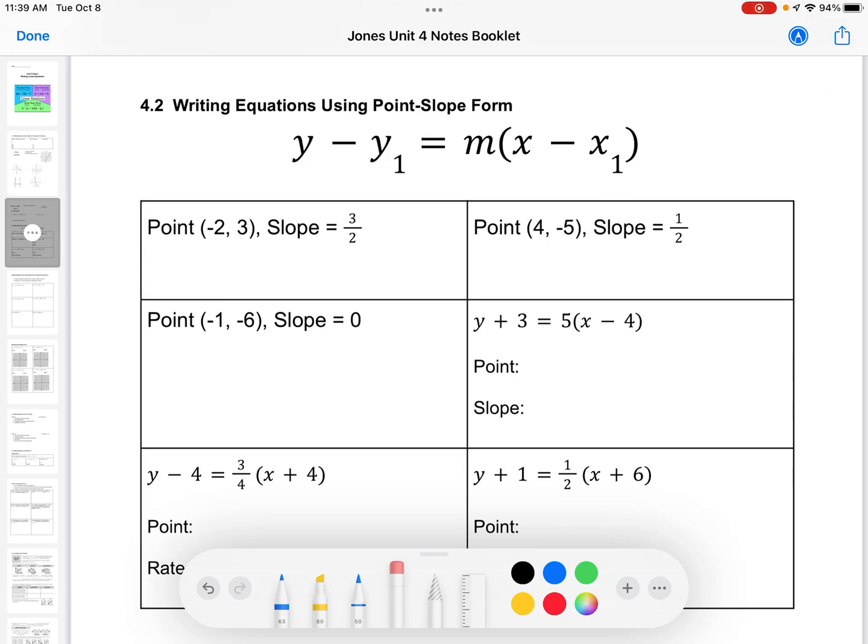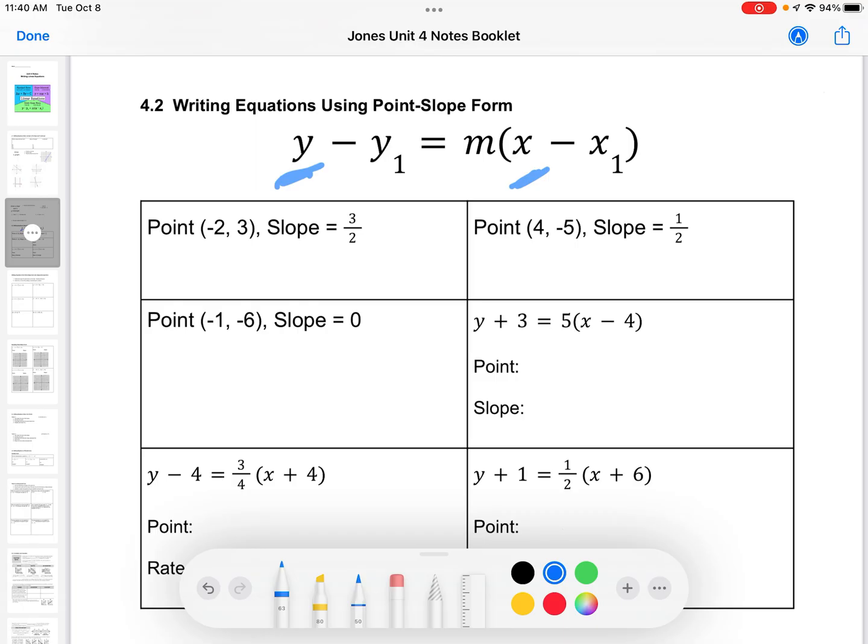Today we're learning a new form of equations, point-slope form. So it looks like y equals mx plus b, but it's got a little additional information. Y minus y1 equals m times x minus x1. So every linear equation needs a y and an x, or one or the other.